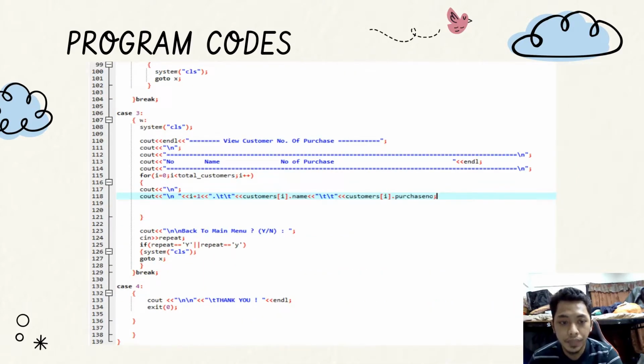In case 3, it will show you the customer number of purchase. So we also use for loops to show the details that we have keyed in before, which are the customer name and then the customer purchase. And after that, it also asks if you want to go back to the main menu, yes or no. And we use the if statement so that when the user keys in capital Y or normal y, it will go back to the main menu. Or when the user enters anything other than that, it will just end.